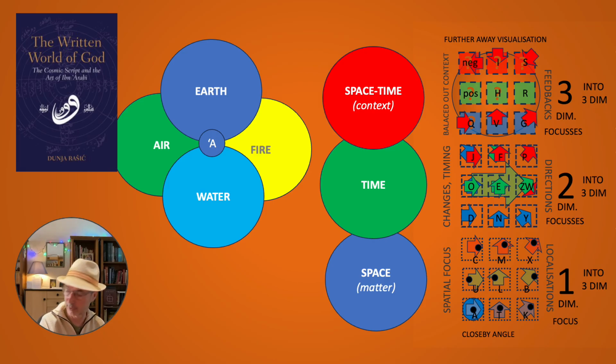There's a new book out as well, which I haven't reviewed yet, called The Written World of God, the Cosmic Script and the Art of Ibn'Arabi. And there's a scheme in there which shows you how the balance is between the Arabic letters. And this balance is a balance of the four elements: earth on top, air, fire and water.